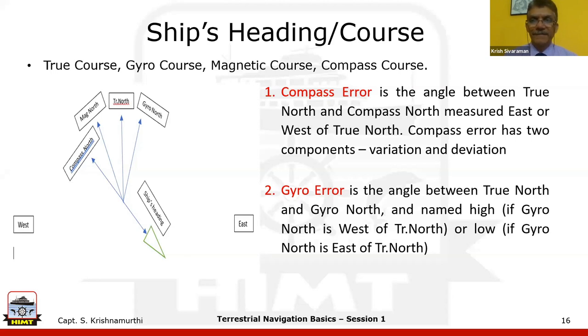Think again. Your true course is 342. Your gyro course is 343. True course is west of gyro. So gyro north is 1 degree west of true north. Are we agreed on that? Yes, sir. Okay, good.